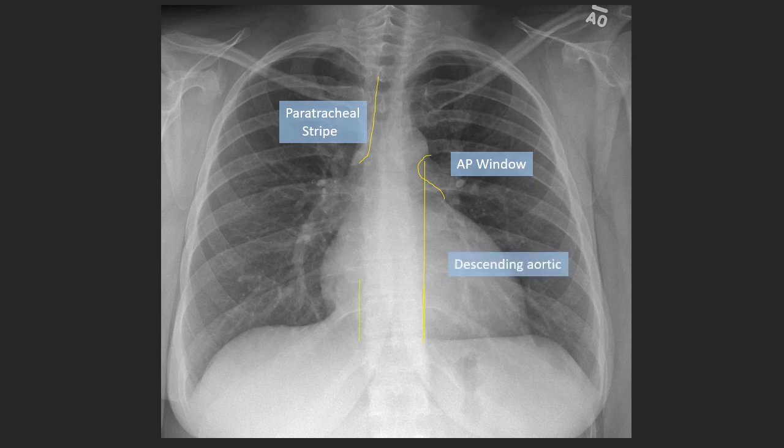We also have paraspinal lines. These lines are actually not true lines. They represent a Mach effect. Things that can widen these lines include any process that can occupy the posterior mediastinum.